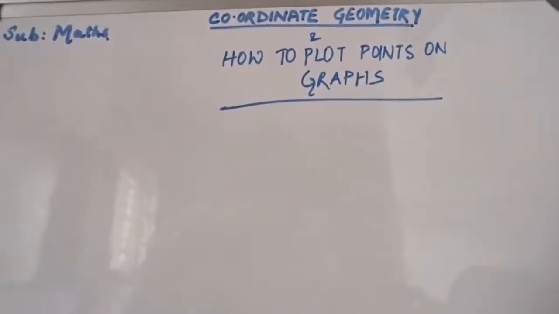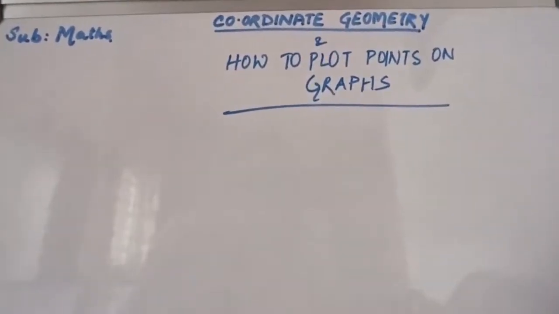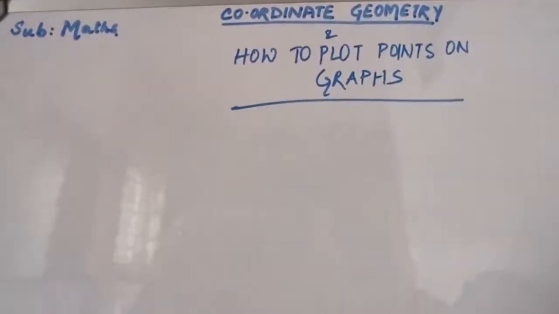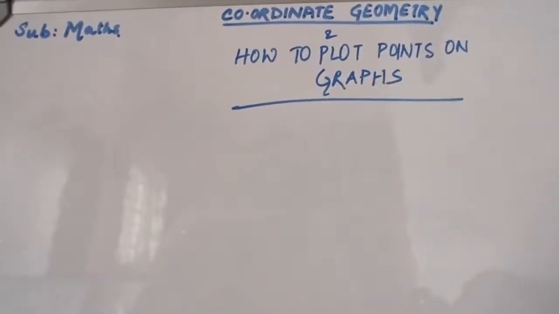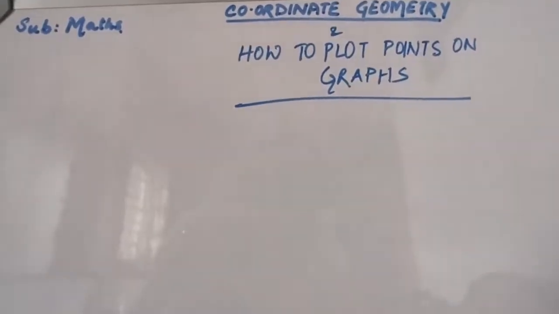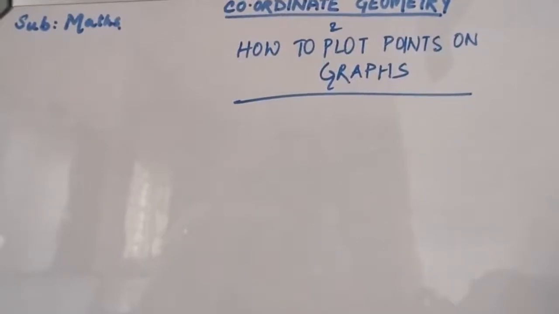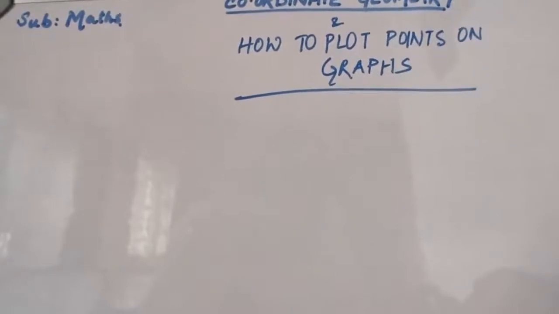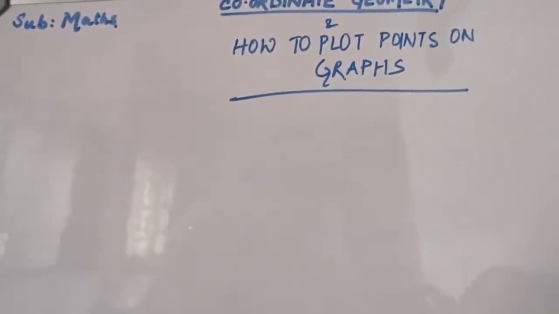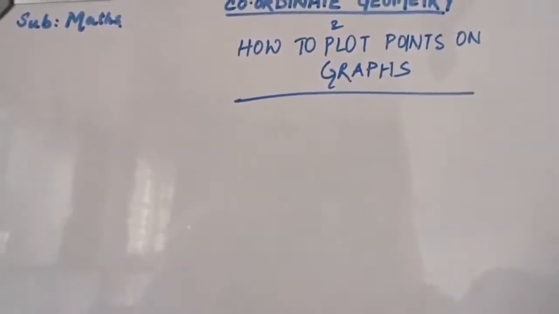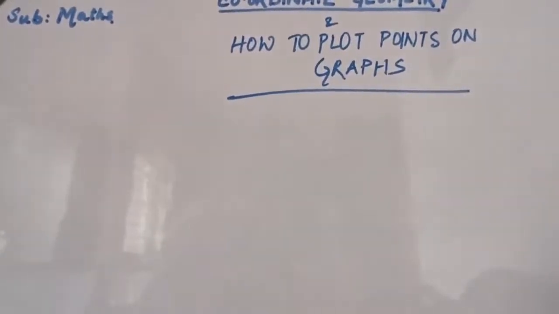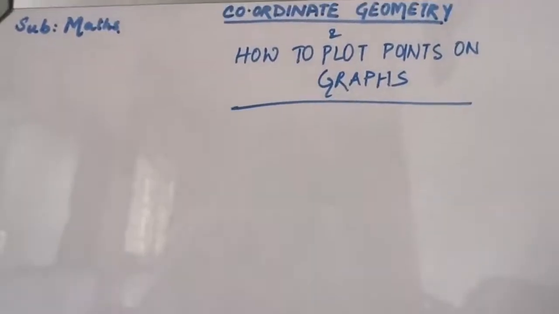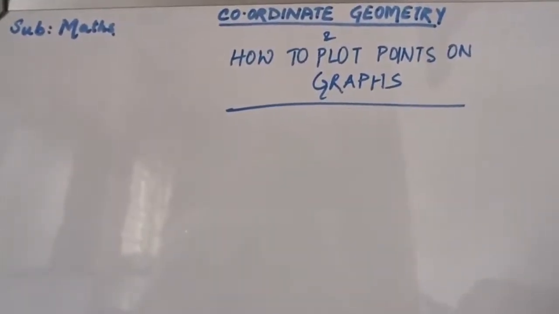Hello children, today we are back with our maths class, and today we are going to discuss coordinate geometry and how to plot points on graphs. Now this coordinate geometry is there in class 9 just as an idea of coordinate geometry and what is coordinate geometry and all those things. But in class 10, other than this, you will also learn how to plot points.